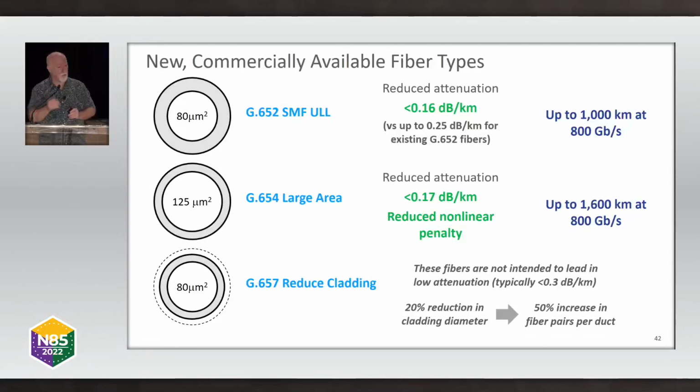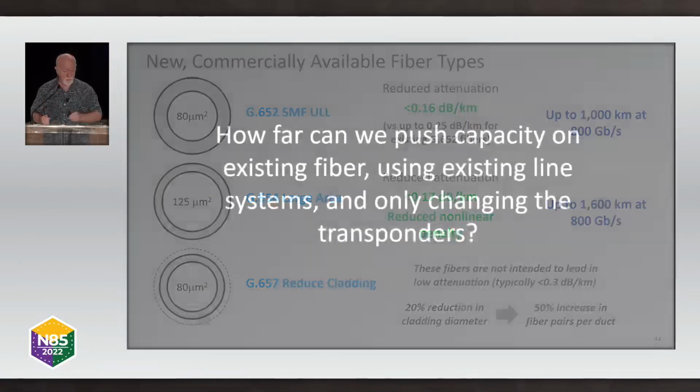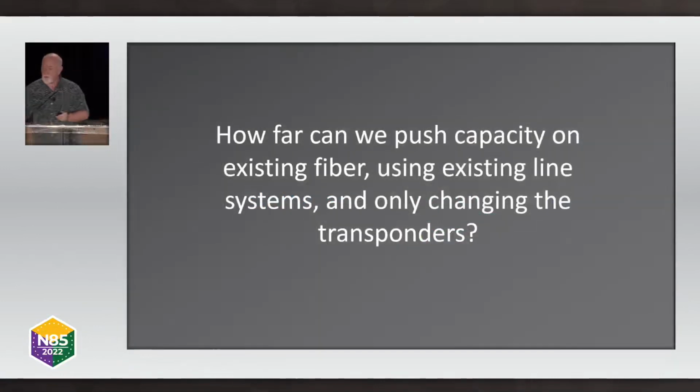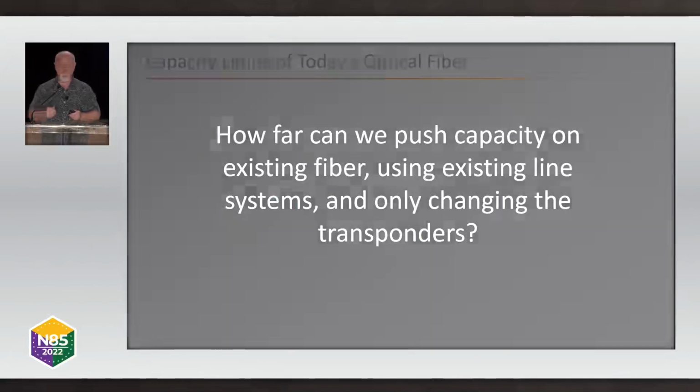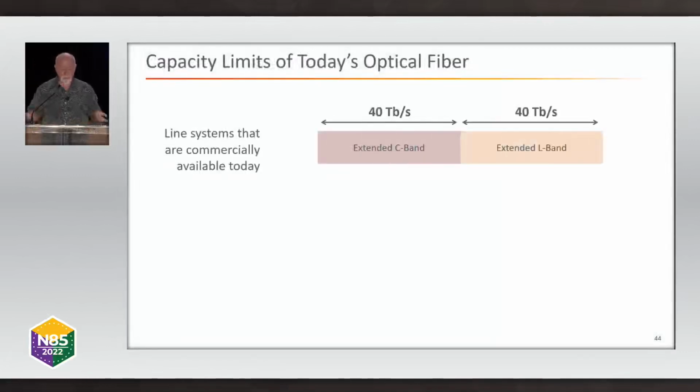And there's a lot of work on reducing the outer cladding diameter on fibers, so that you can fit more fibers into a cable bundle. A 20% reduction in cladding diameter gives you a 50% increase in fiber pairs. So how far can we push capacity on existing fiber using existing line systems and only changing the transponders? Well, really, we're kind of almost there.